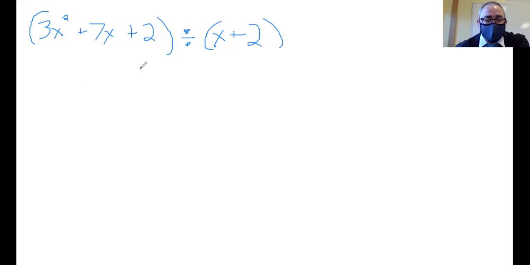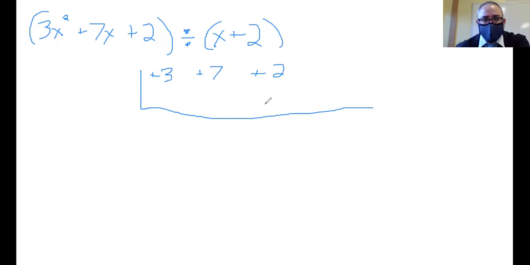With synthetic division, you're going to make this little upside down division symbol, and then you're going to put the coefficients of the numerator inside there. I see the coefficient of 3x to the second is just 3. The coefficient of 7x is just 7, positive. And the coefficient of the constant is just 2. Put the coefficients in there.